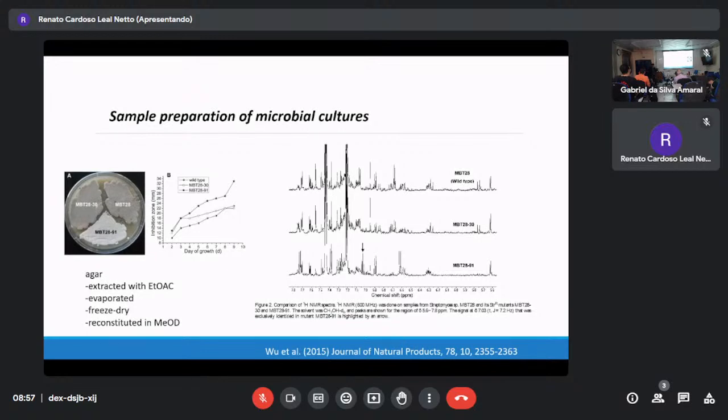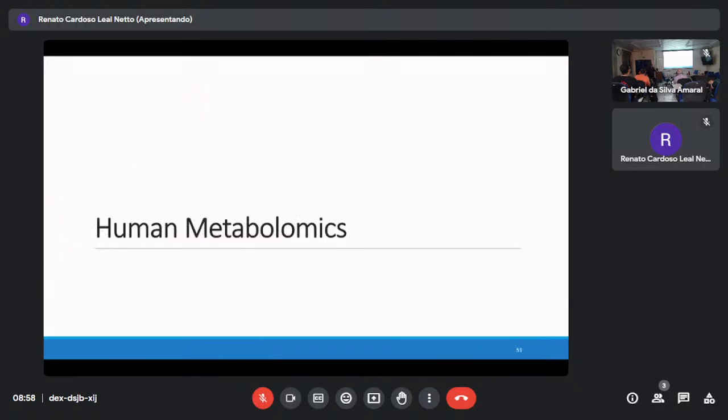Agar also can be detected in your final concentration. I don't know how much is the ionization power in the mass spectrum. Agar also can contain your final extract. So that's a very good question.